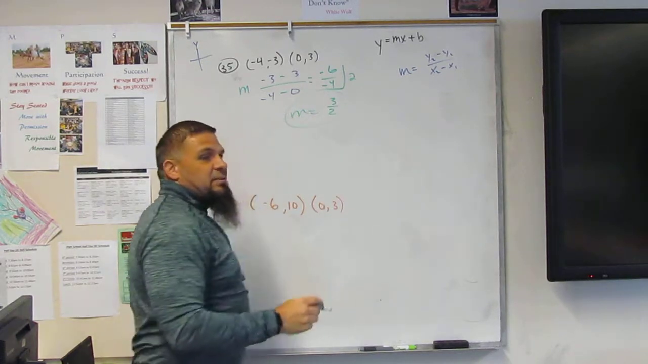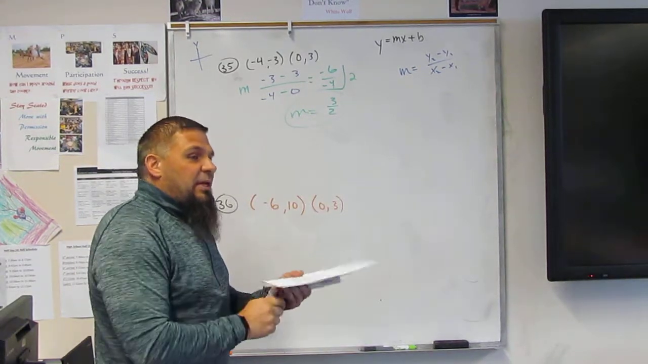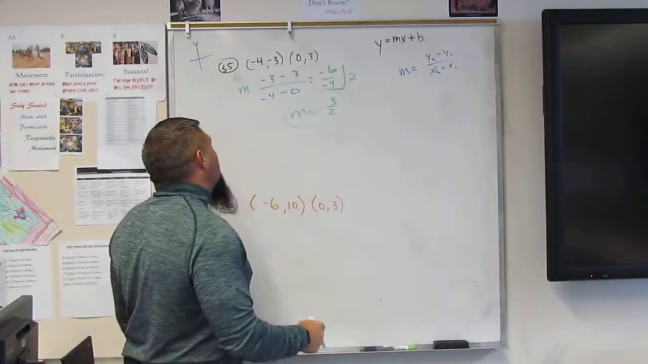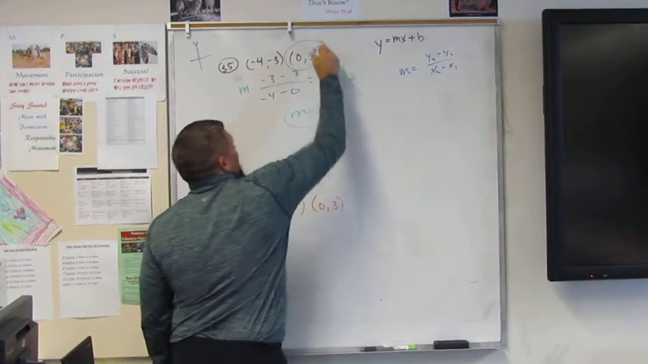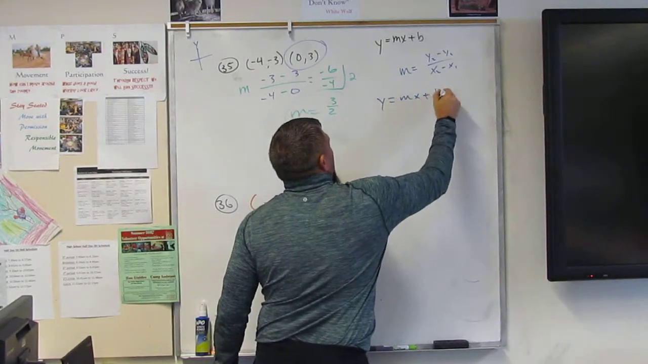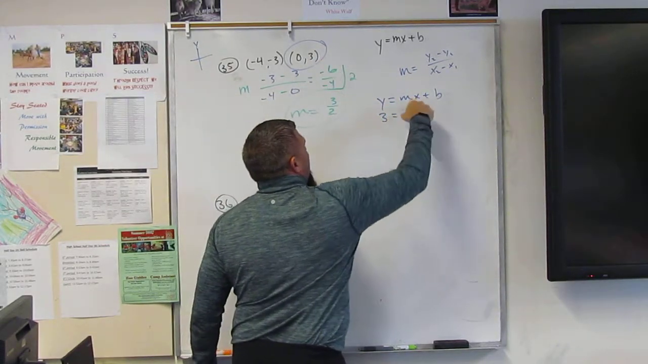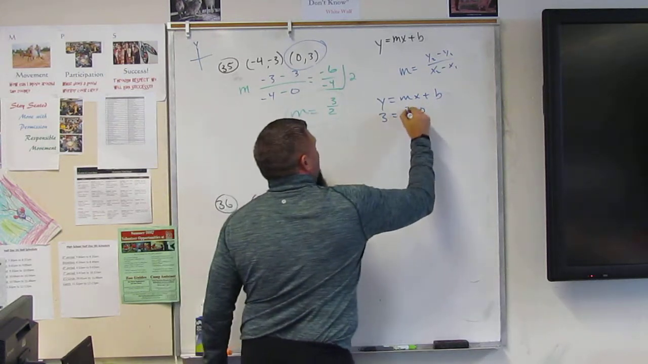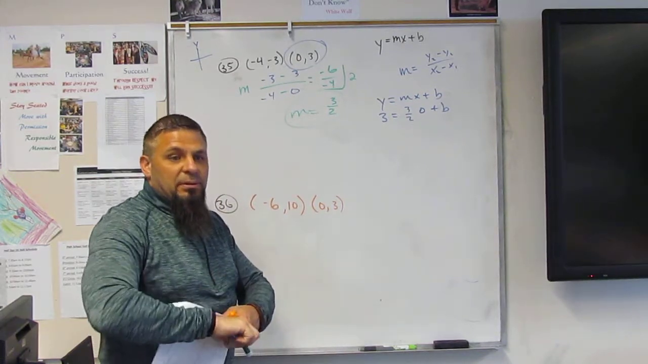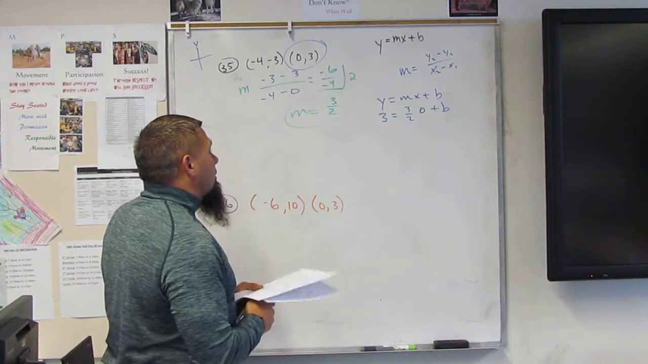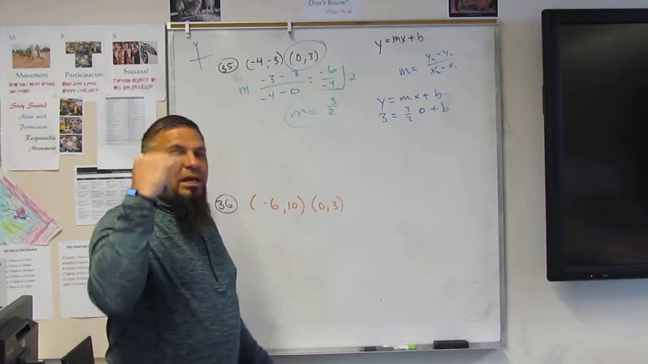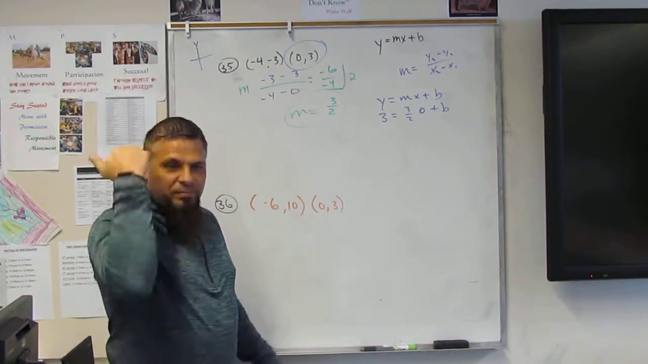Now I have m, all I need is b. So I need to take a point. What's the easier point? The point with 0 in it. Now remember, y equals mx plus b, so I'm going to use y is 3, x is 0, m is 3 over 2 plus b. What's 0 times 3 over 2? Why is it 3 over 2? Why wouldn't it be negative 3 over negative 2? Well, it could be negative 3 over negative 2, but what do 2 negatives make? Positive. Both. That's why.